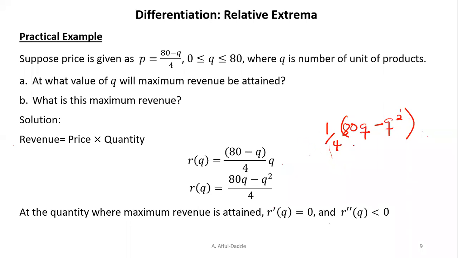So you divide everything by 4. Here you can have 20Q minus 1 over 4 Q squared, isn't it? When you take the derivative, you have 1 over 2Q and this. So I think it was a mistake, I guess. I haven't really checked this. Thank you for drawing my attention to it.